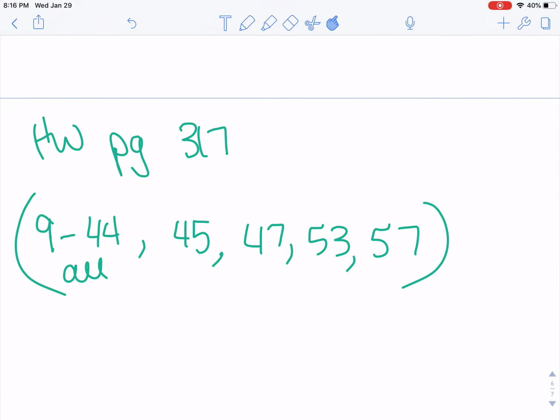Your homework for this section is page 317. You're going to do 9 through 44 all. I know that seems like a lot, but you're setting up one equation for several of those problems. So 13 through 18 is one equation and you're just manipulating it and putting in different information, so it's not that bad. And then 45, 47, 53, and 57.